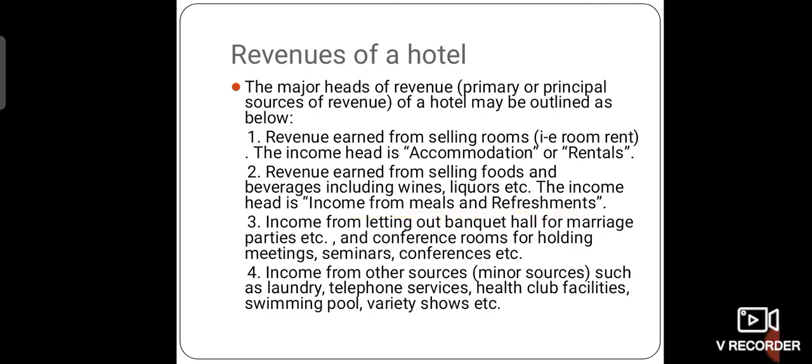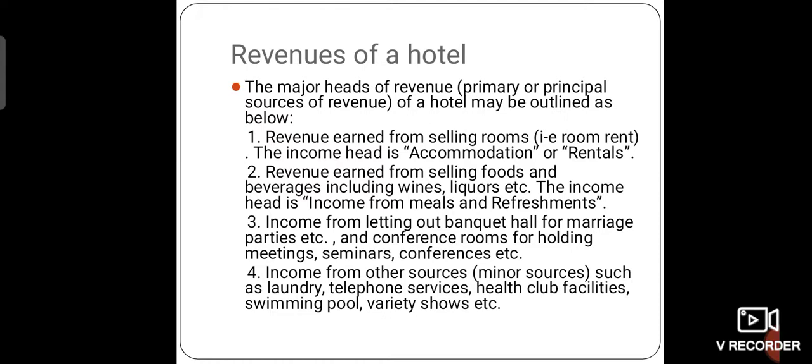So these are categorized into different heads. First one is accommodation or rentals, that is the rental income, or the income which we receive from the sale of rooms. Second is income from food and beverage, and that head is normally written as income from meals and refreshments. Next is income from letting out banquet hall for marriage parties, etc., and conference rooms for holding meetings, seminars, conferences, etc. That's also another major income. Then income from other sources such as laundry, telephone services, health club facilities, swimming pool, variety shows, etc.